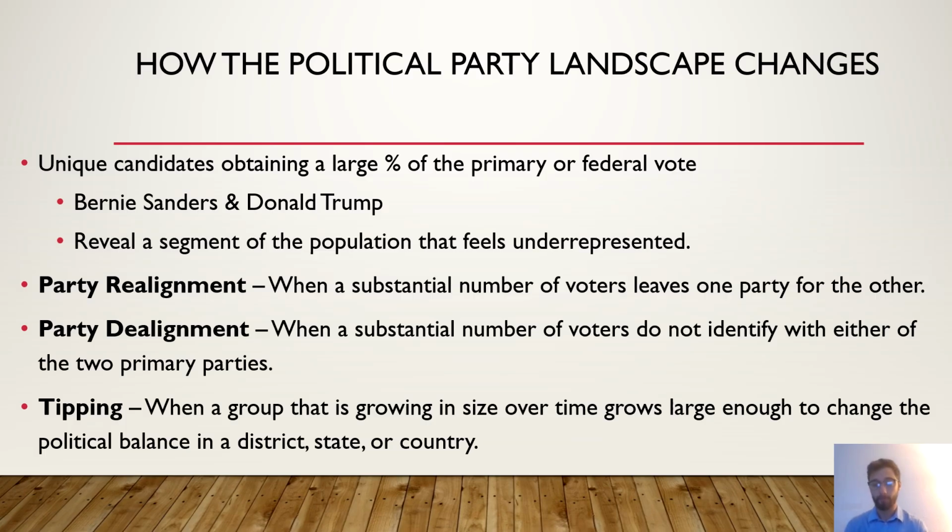Now we also see party de-alignment. This is a much briefer period, at least in U.S. history. It's only been represented through brief periods, but this is when a substantial number of voters do not identify with either of the two primary parties. Now we see this in the same example I just mentioned, that brief period when 13.5% voted for George Wallace. That represented a period of party de-alignment, similarly to Ross Perot's election, in which he obtained that notable percent, and Theodore Roosevelt's. Now, what are other ways in which the political party landscape can change beyond having large-scale voter shifts?